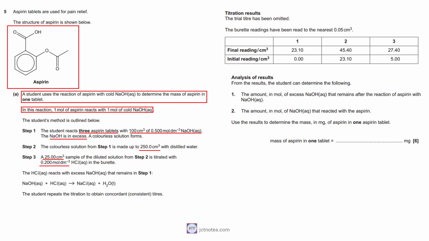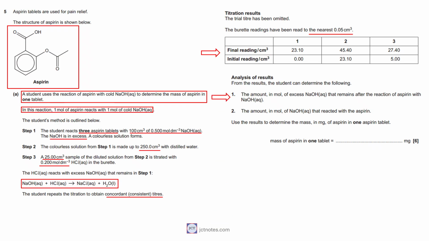The hydrochloric acid reacts with the excess sodium hydroxide remaining after the reaction with aspirin according to the provided reaction. The student repeats the titration until concordant or consistent titers are obtained. A table of burette readings is provided, recorded to the nearest 0.05 cubic centimeters. From the titration results, the student can determine the following.